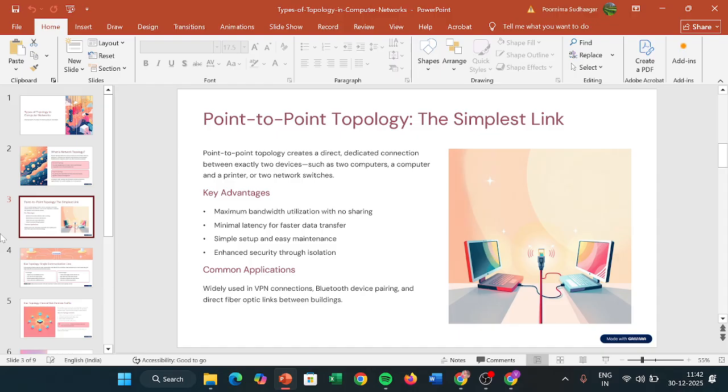When we are talking about the advantages of point-to-point topology, it has four advantages. First, it provides maximum bandwidth and minimum latency for fast data transfer. It is very simple to set up, easy to maintain, and it enhances security through isolation.